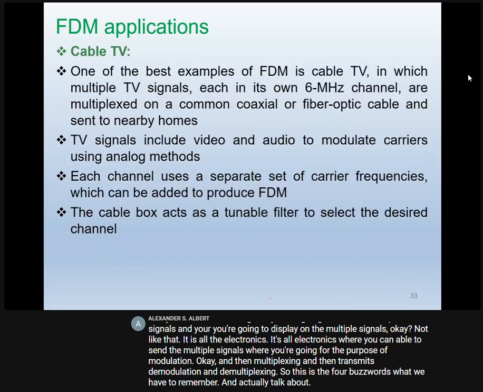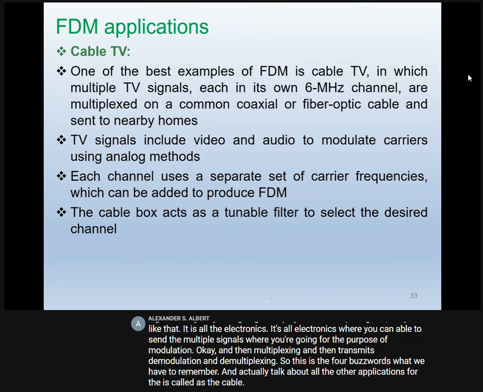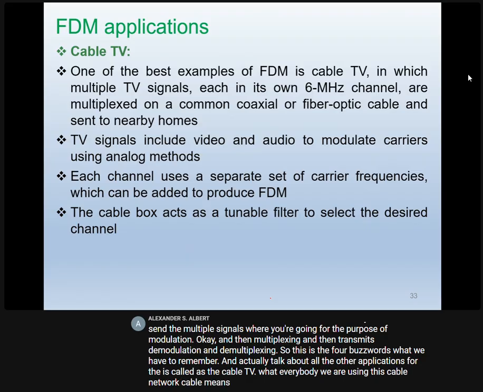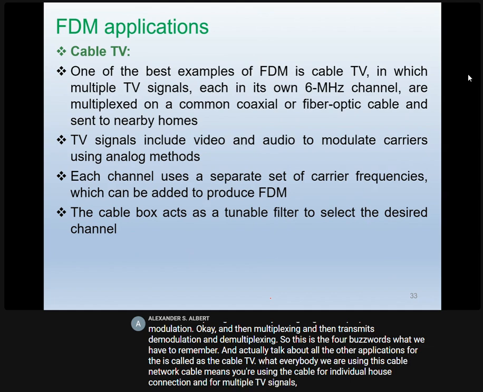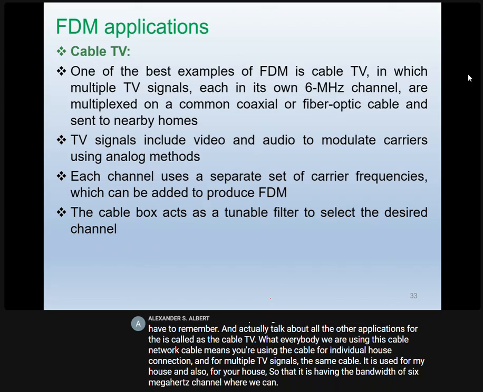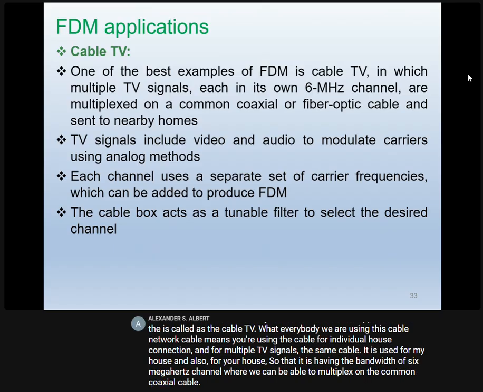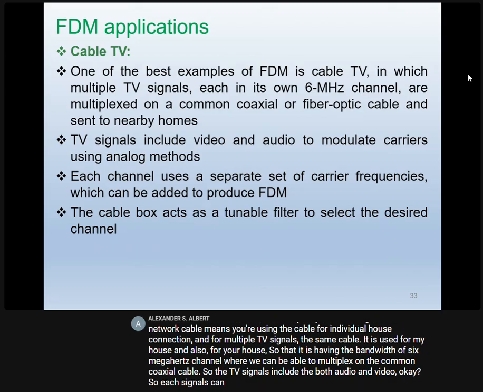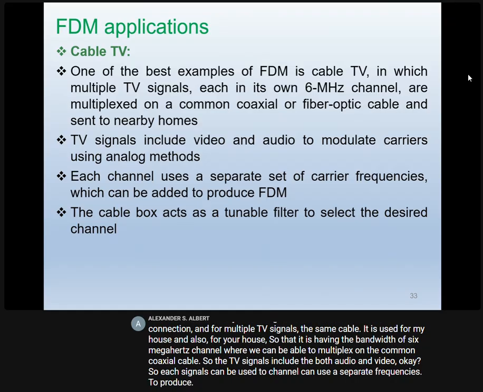And next we talk about another application called cable TV, which everybody is using as a cable network. Cable means you are using the cable for individual house connection and for multiple TV signals. The same cable is used for my house and also for your house. It has a bandwidth of 6 megahertz per channel, which we can multiplex on the common coaxial cable. The TV signals include both audio and video. Each channel can use a separate frequency to produce the frequency division multiplexing.